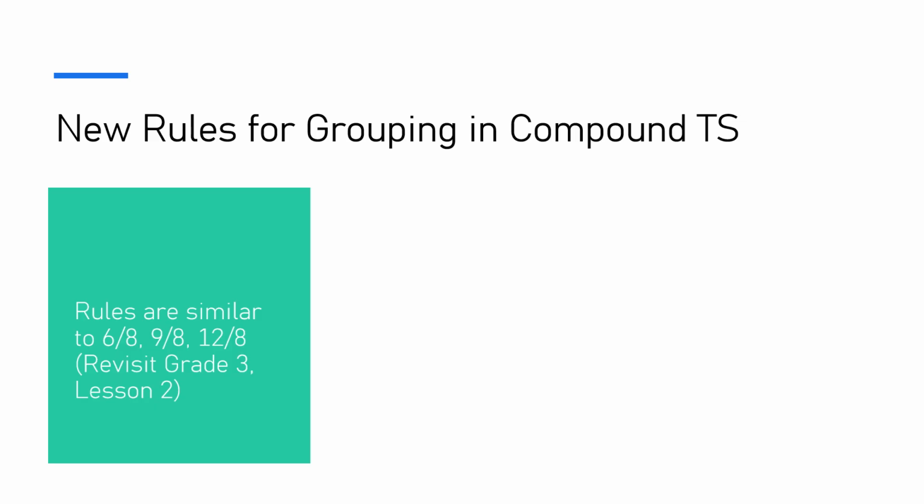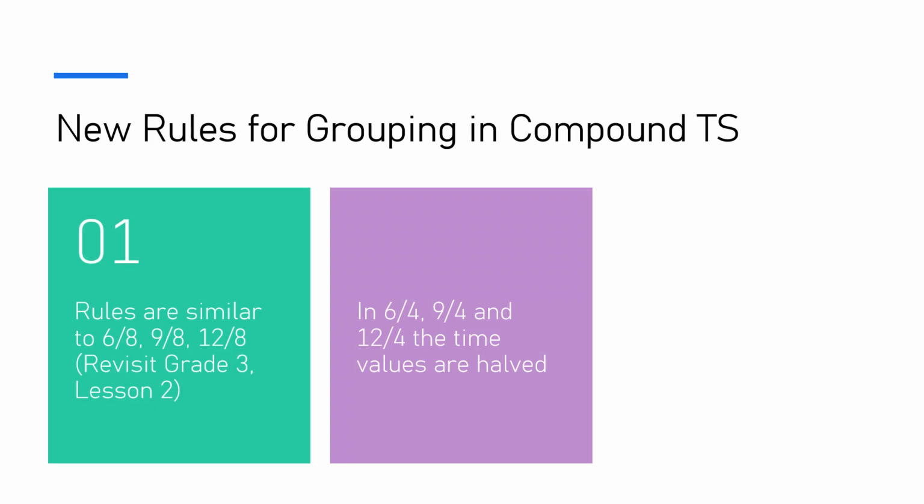And that's why you need to revisit grade 3 lesson 2 and really revise how to group notes in 6/8, 9/8, 12/8, because it's the same rules that apply for every other time signature in the compound family. It's the same rules. The only difference is that for 6/4, 9/4, 12/4, what can you see? Here you have 6/8, here you have 6/4. What is the difference? The difference is that the time value here is just half of the time value here.